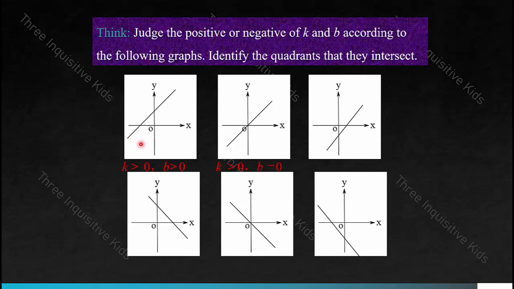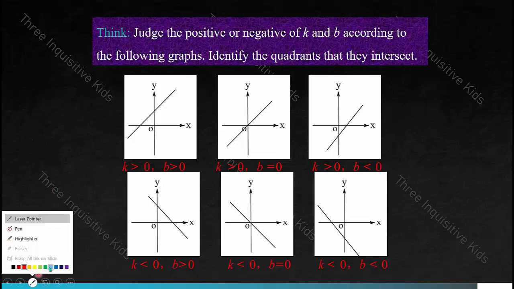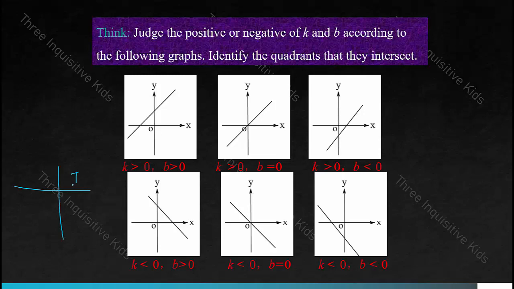K is greater than 0, b is equal to 0. Here, k is positive while b is negative. K is negative while b is positive. K here is negative while b is equal to 0, and k is less than 0 when b is also less than 0. And the quadrants that they intersect would be, again, the names of the quadrants are 1, 2, 3, and 4. So based off of that, you can easily identify the quadrants.